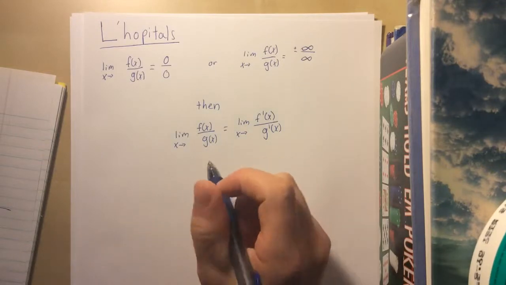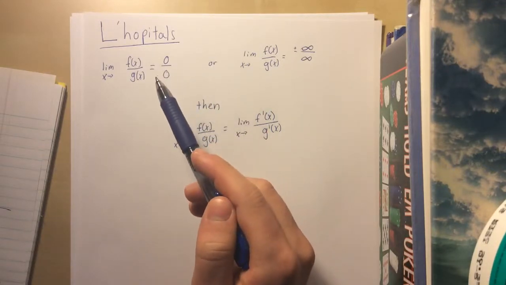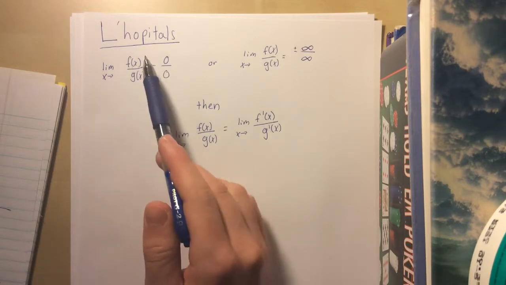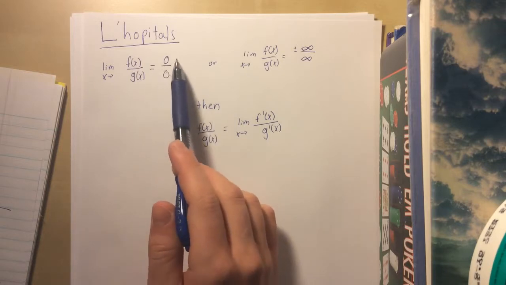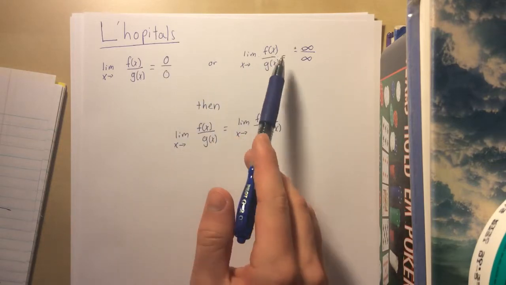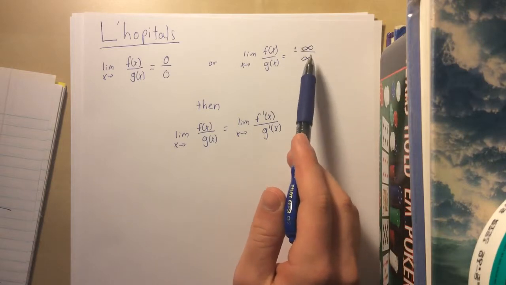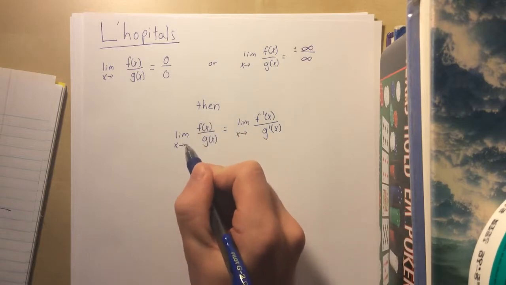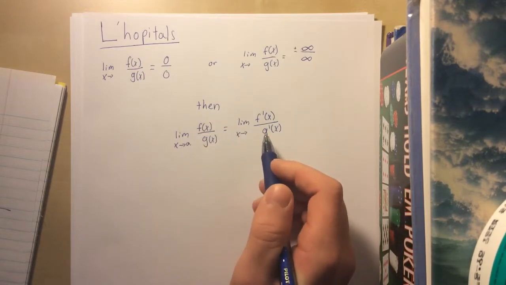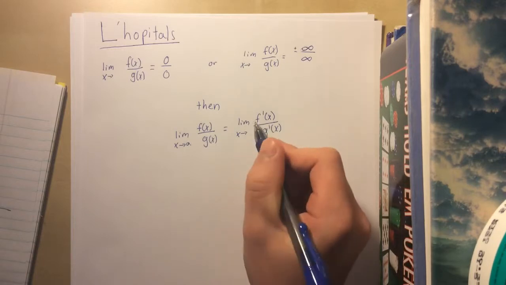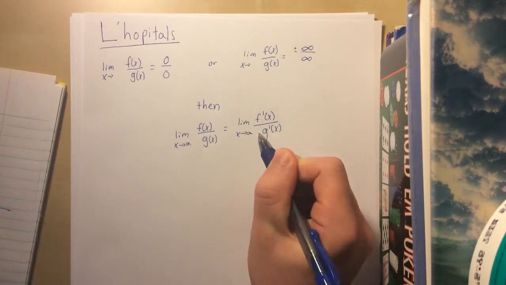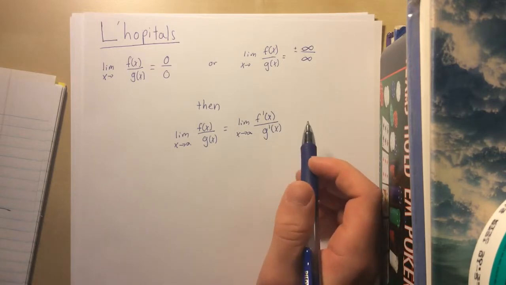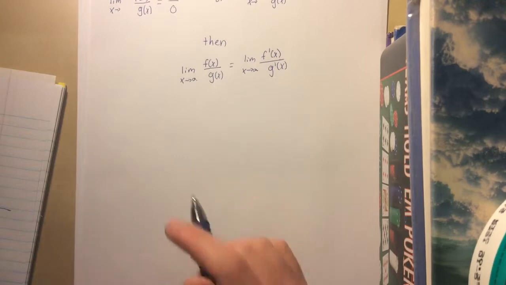Now let's talk about L'Hopital's rule. L'Hopital's rule says that if you have the limit as x approaches some value of f of x over g of x, and if that equals 0 over 0, or if that equals positive or negative infinity over infinity, then the limit as x approaches some value, let's call that a, of f of x over g of x is the same as the limit as x approaches that same number of the derivative of f over the derivative of g.